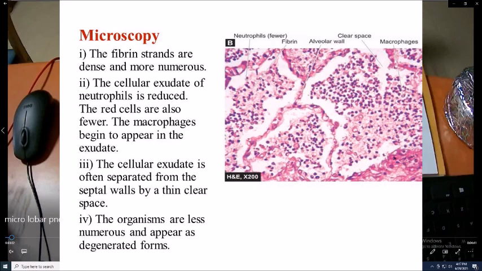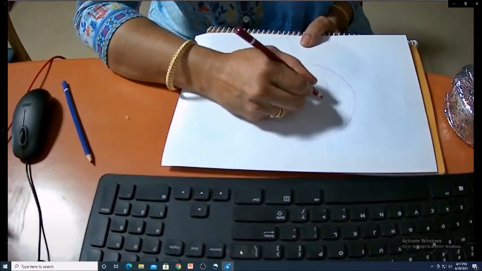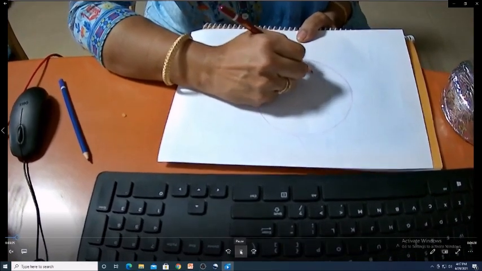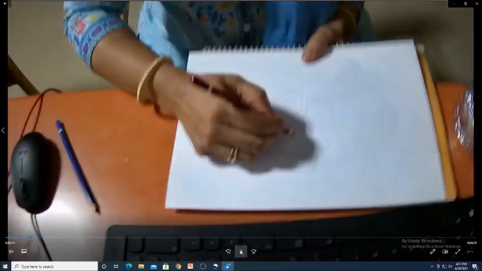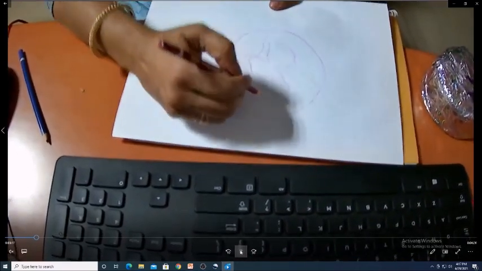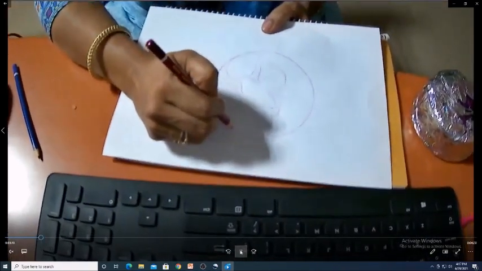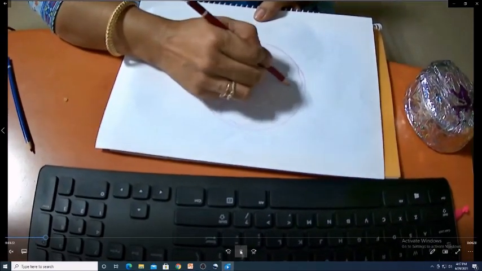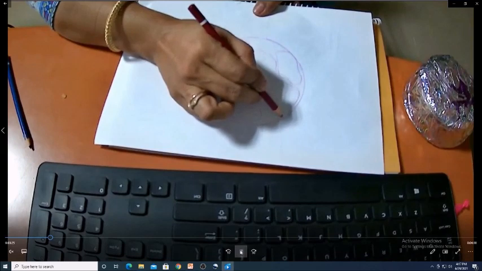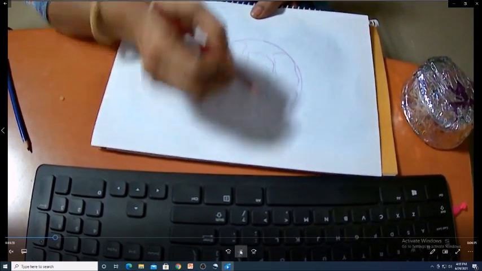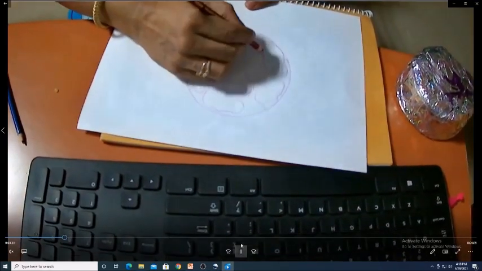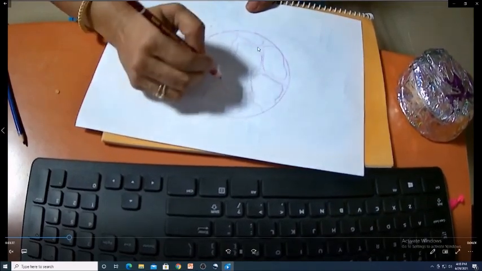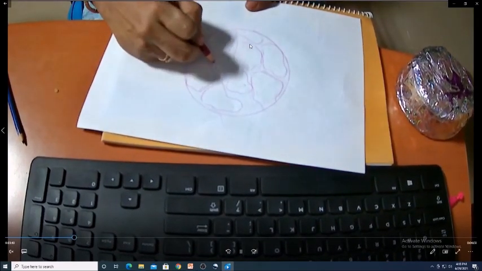Okay, let's draw a diagram of lobar pneumonia. Okay, circle. What we are showing here is alveoli. So alveoli, you know, are of different shapes. Okay, I'm writing alveoli here. Yes. So look at the septa. Septa are quite narrow. So in between. Yes. Okay, I have not shown widened septa.